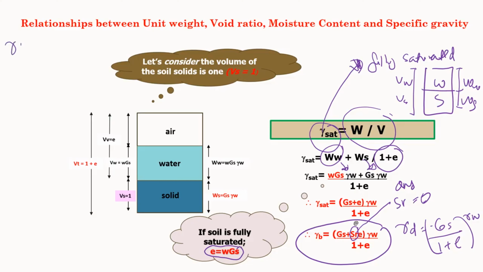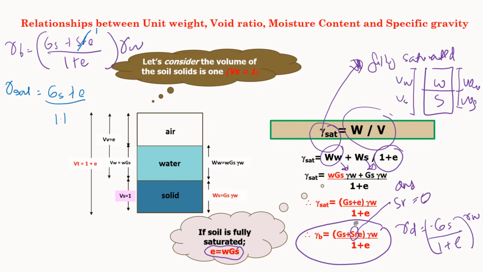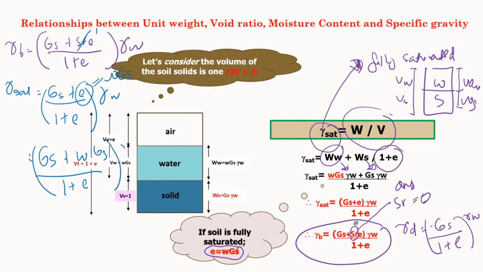For partially saturated, you can use this equation: Gs plus Sr e over 1 plus e times unit weight of water. For fully saturated, which is gamma sat, we know that Sr is equal to 1, so it will be left with Gs plus e over 1 plus e times unit weight of water. Or because e is also equal to wGs for fully saturated, you can also have this equation: Gs plus wGs over 1 plus e times unit weight of water.